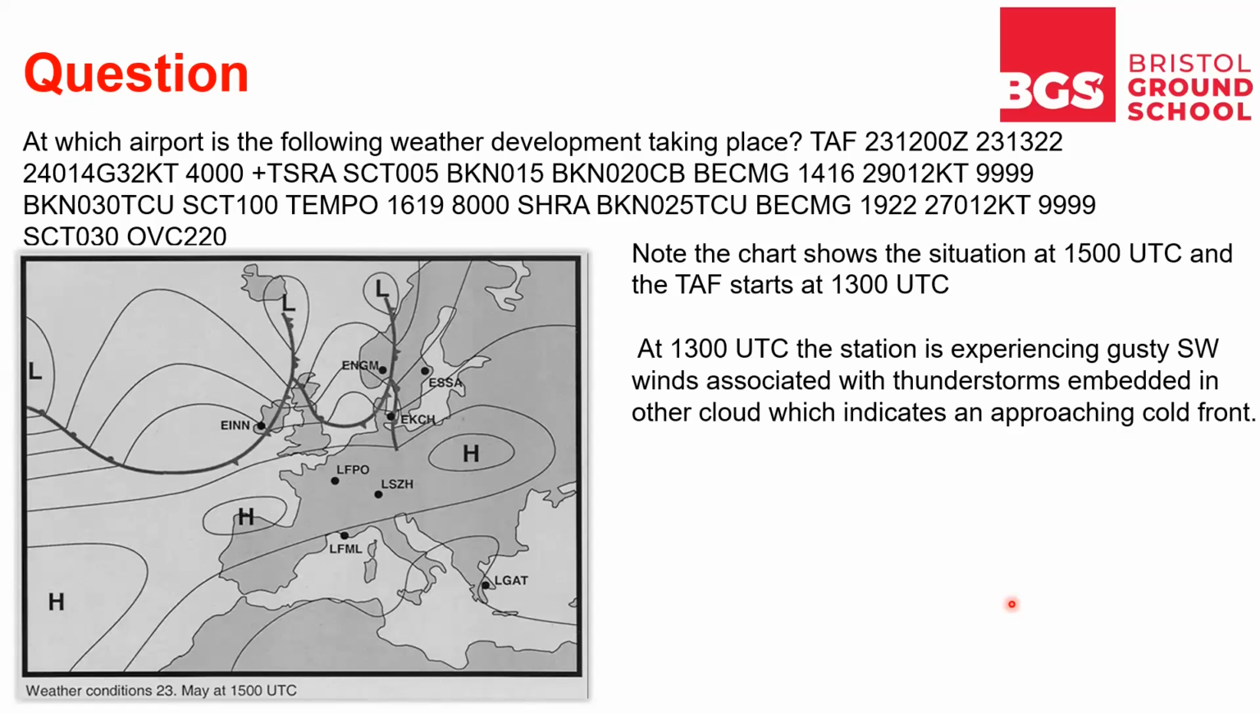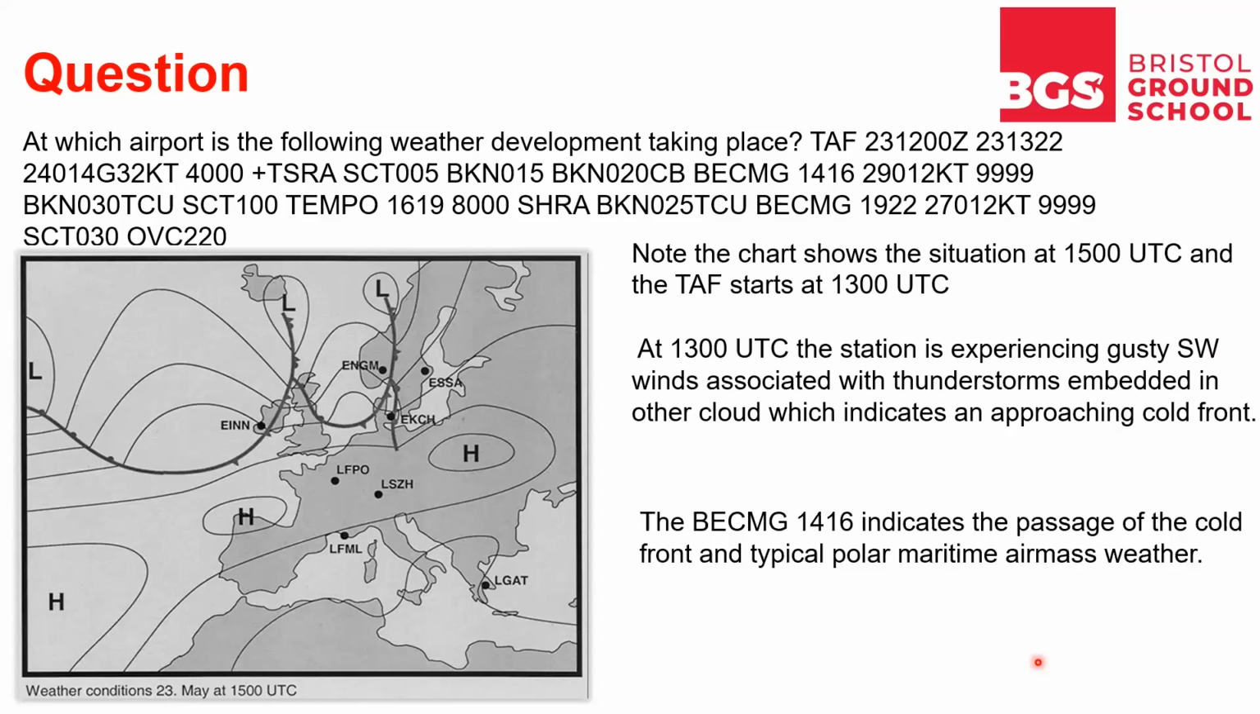And those are embedded in other types of cloud, the broken at 1500, the broken at 2000, which indicates an approaching cold front at 1300. Remember, the chart is for 1500. So by that time, the airfield in question will be behind a cold front. And that BECMG 1416 indicates the passage of the cold front, and what you're now in is typical polar maritime air mass weather.